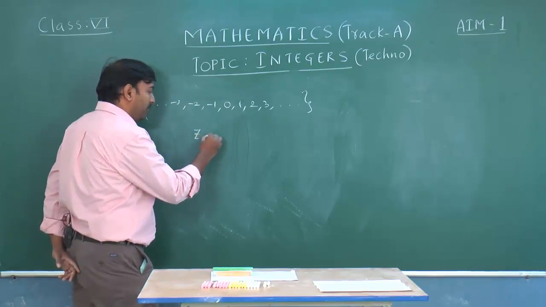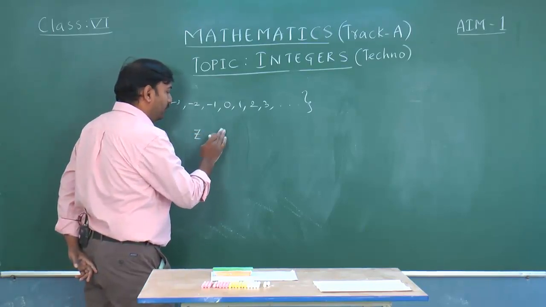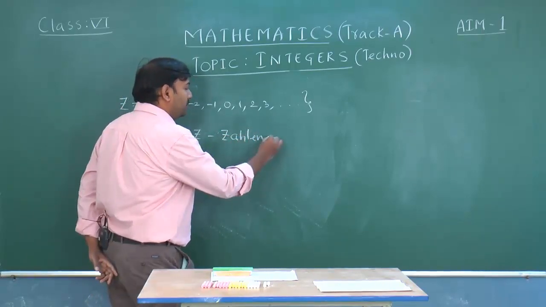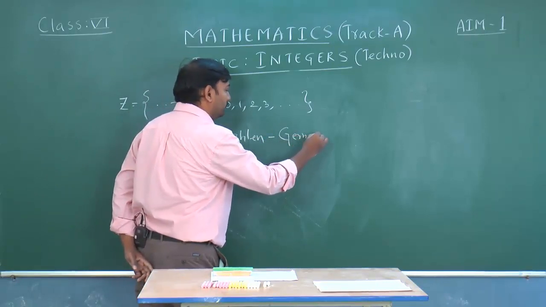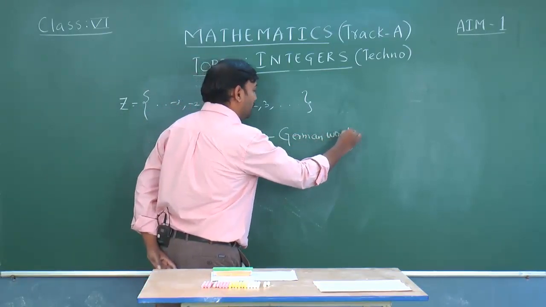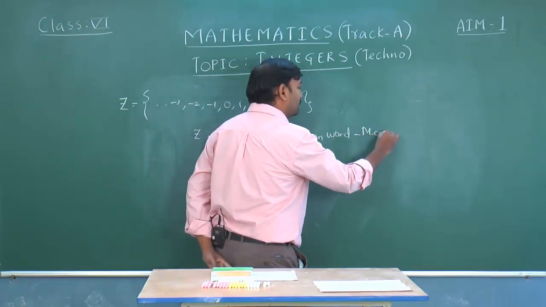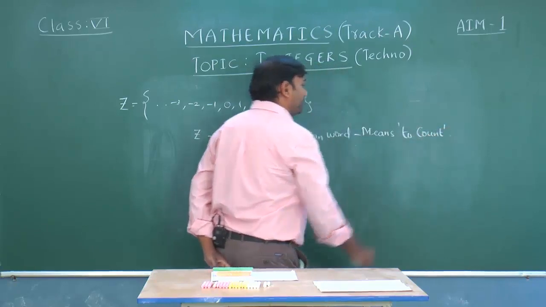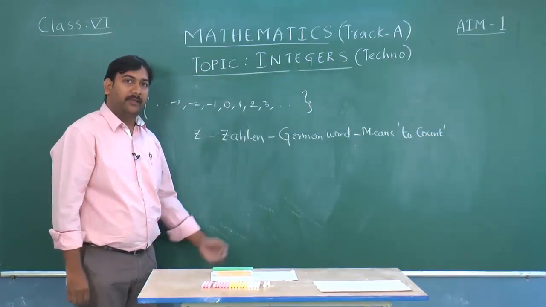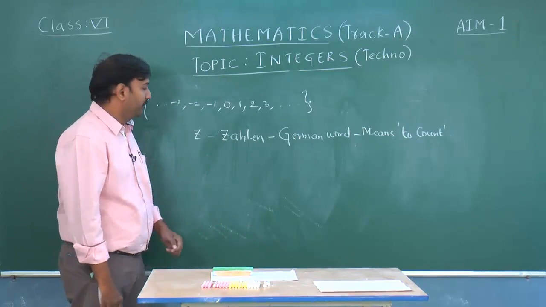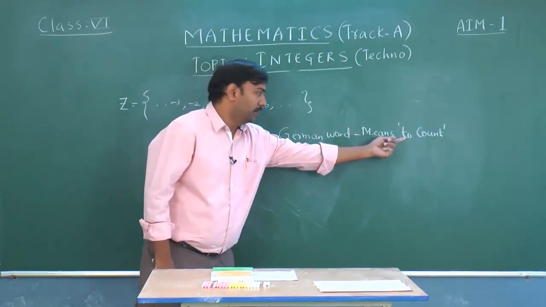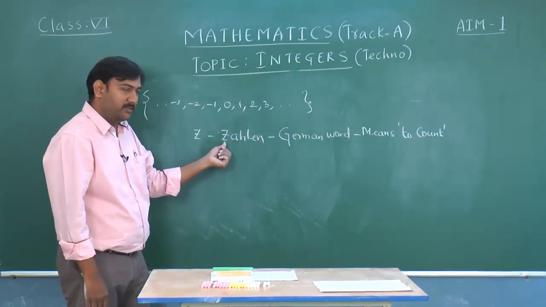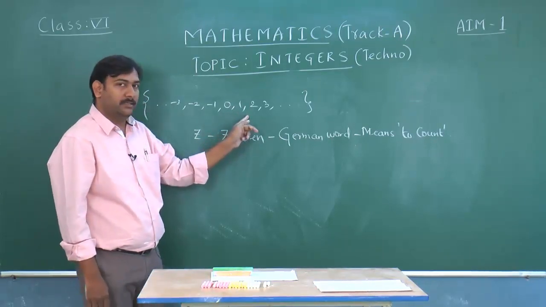Z is taken from the word Zahlen. Zahlen is a German word which means to count. So not only positive numbers but even negative numbers are also used to count. So the word to count is taken in German, the word Zahlen, and the initial letter of it is Z. So the set of integers is indicated by Z.